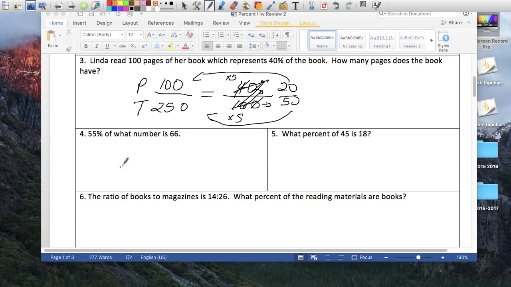55% of what number is 66? So this is an is-of question. Is, of. So 55%, so that's okay.